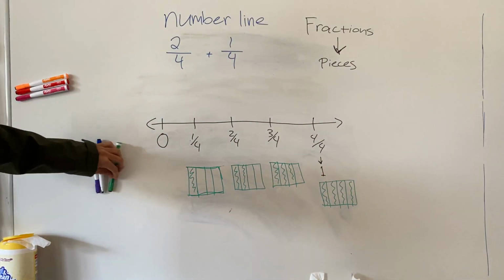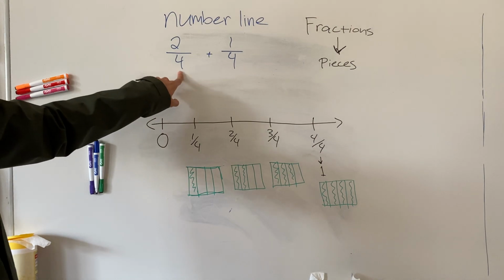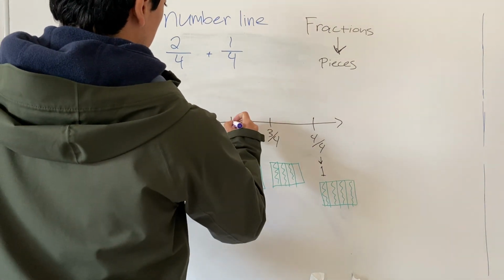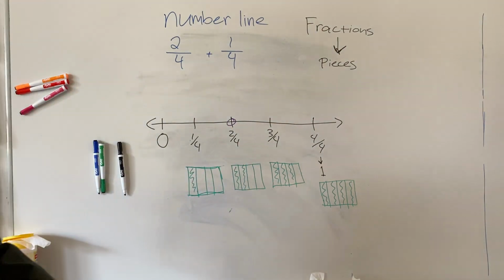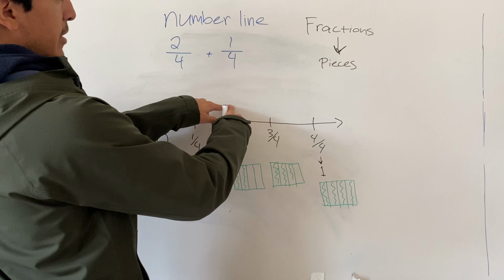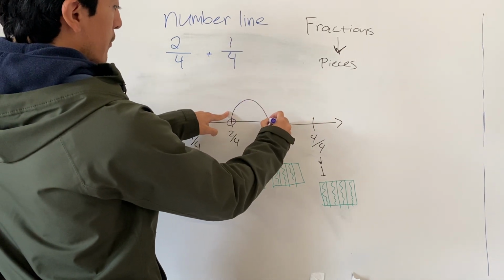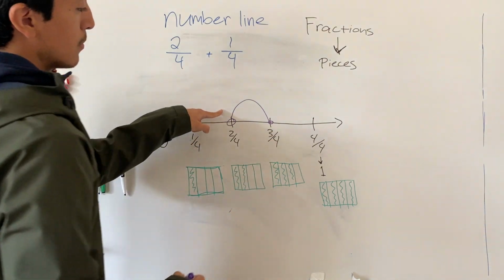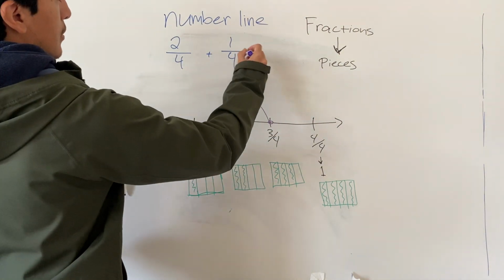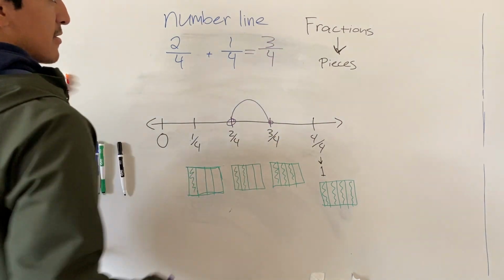Okay. Now let's actually answer it. I start off with 2/4. 2/4 is here. All right. See that? Yep. I'm going to make how many jumps? 1. 1/4. So 2/4 plus 1/4 is equal to how many? Exactly, 3/4. And the number line shows this, okay?